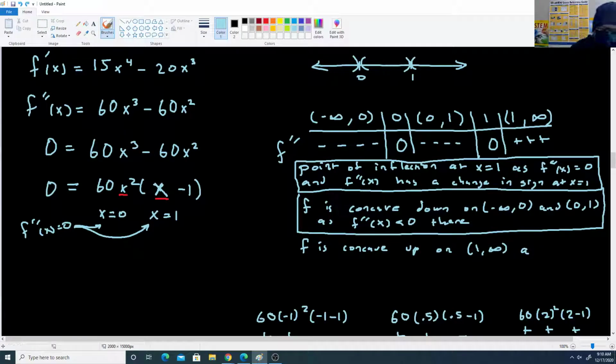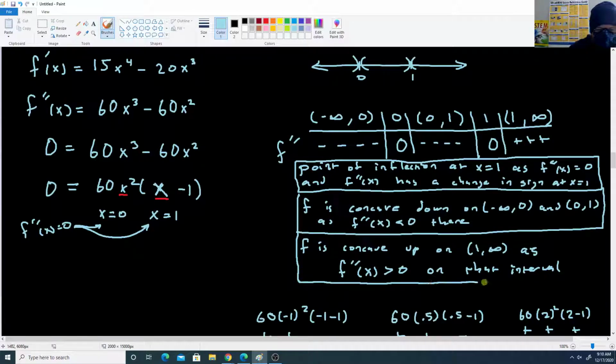as f double prime was greater than 0 on that interval. Okay, so we answered everything we wanted. We got the point of inflection. That was second derivative is 0 with the change in sign. There was only one of them at x equals 1.